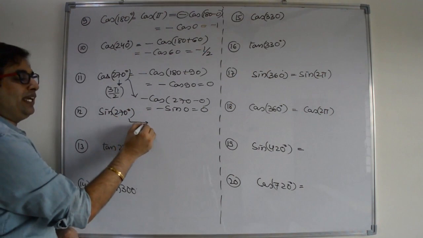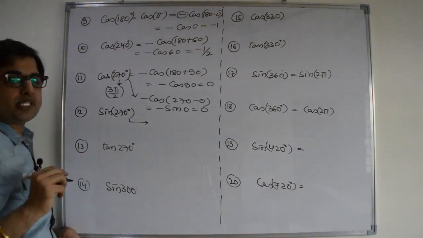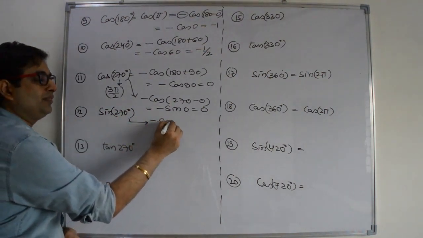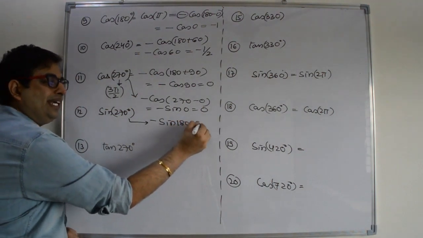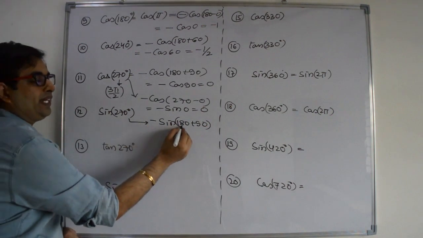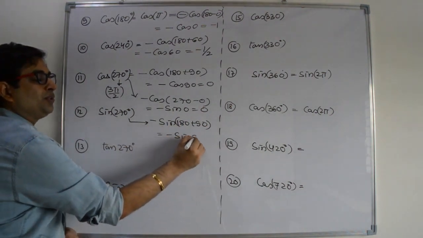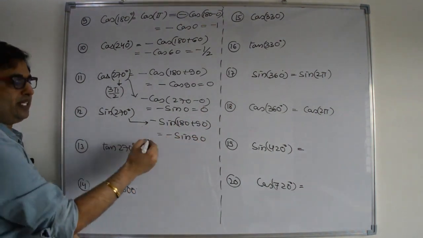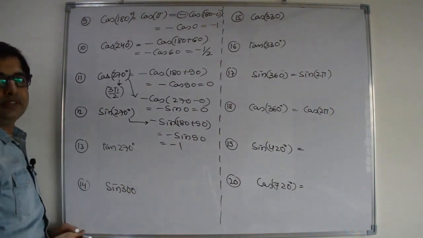Next, sine 270. Sine 270, again third quadrant, tan positive, so sine is negative. We can write it like this, 180 plus 90. So for 180 degrees, sine will remain sine, so it becomes sine 90, negative sign is also there, minus 1. Right?